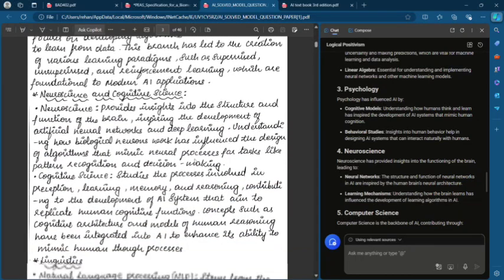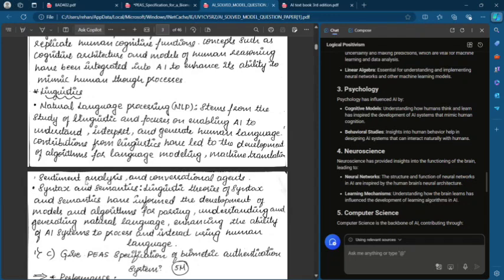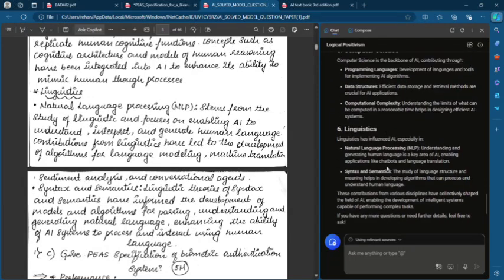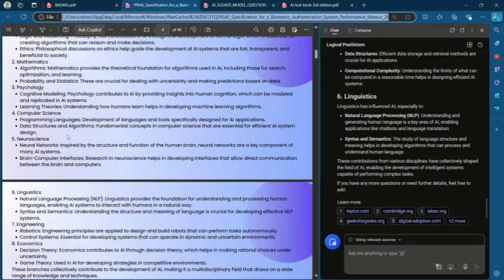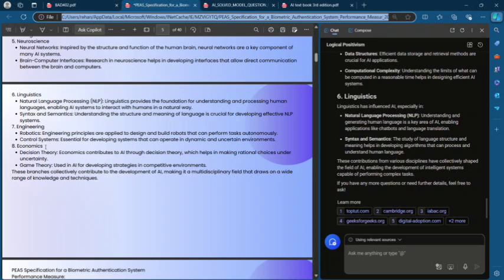Neuroscience, you just read it out, and then linguistics it has said. Okay, computer science. So linguistics, then remaining, linguistics here also it's there. Natural language processing, okay, NLP. Then engineering, economics. So linguistics provides the foundation for understanding and processing human languages, enabling AI systems to interact with humans in a natural way.